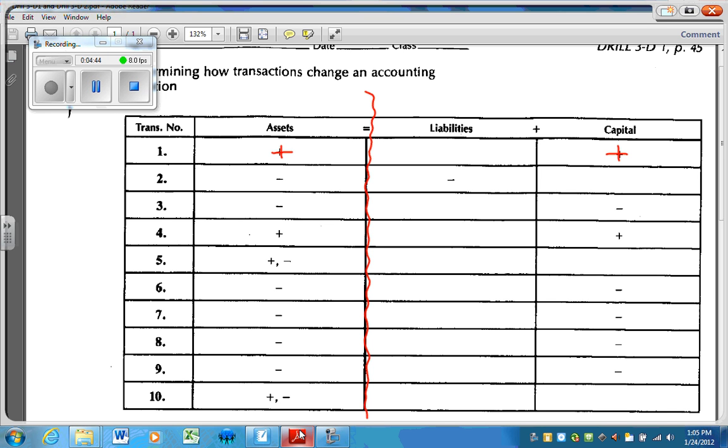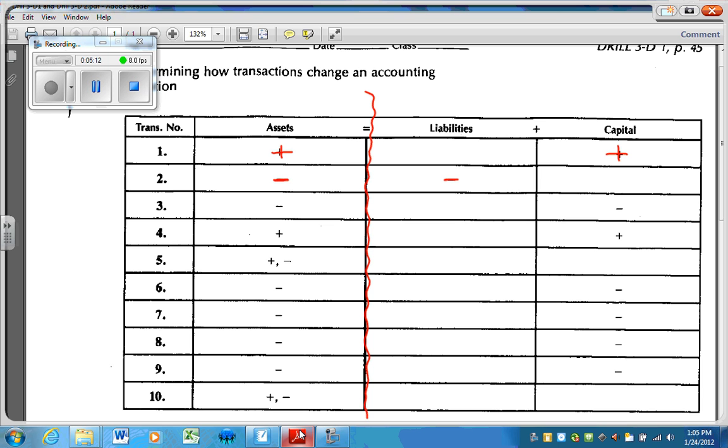Now, Winsong Company will be a liability. You're paying cash, it's going down, and cash is an asset. So that's why there's a minus sign here. You're paying off some of the amount of the bill that you owe, that liability. So you owe that liability less money. So your assets are going down, your liability is going down.